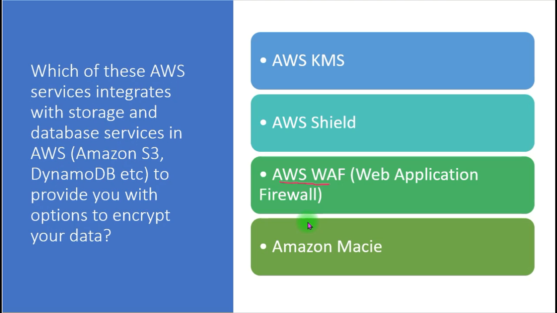So this web application firewall helps us to protect from the most critical security risks to the web application. Examples of those critical security risks are SQL injection and cross-site scripting, etc. Whenever you hear these names, SQL injection and cross-site scripting, these are the most critical security risks for the web application. So whenever you see these things in the question, you can directly go for web application firewall.